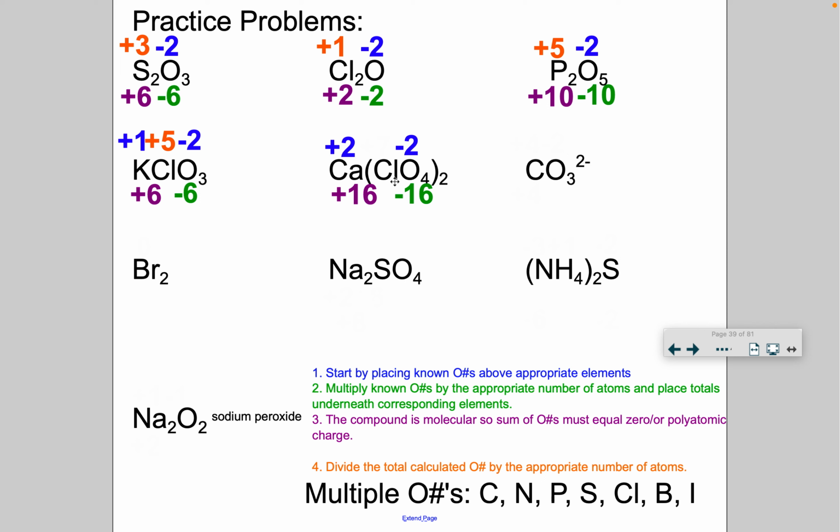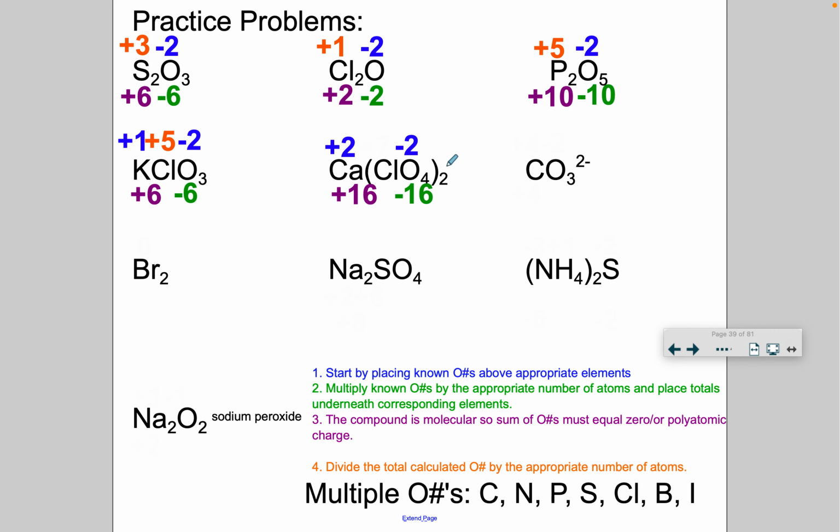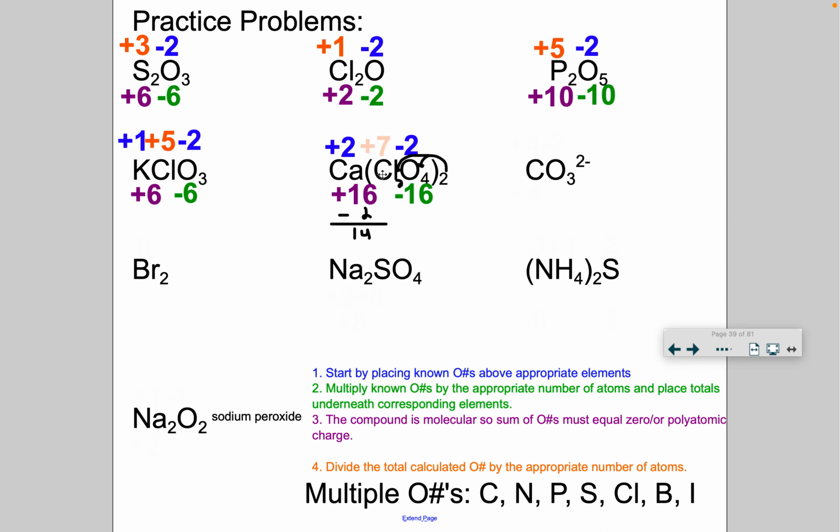So, how many chlorines do I have here? 2. This 2 goes to everything inside, right? So I have 2 chlorines. Well, this plus 2, I only have 1. So if I subtract 2, now I have a plus 14. And then 14 divided by 2 is 7. So chlorine here has a plus 7. So your answer would be plus 2, comma, plus 7, comma, minus 2.